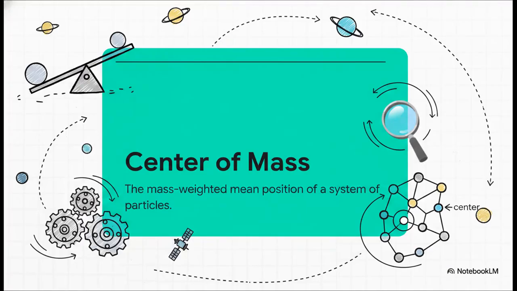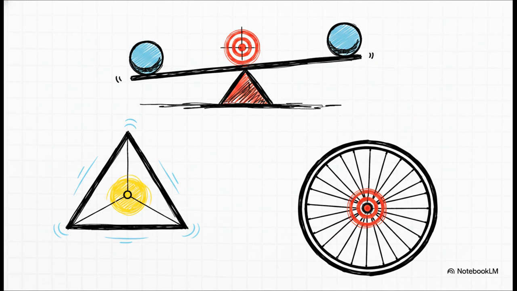To understand how these extended bodies actually move, we first have to find their anchor point. So let's dive into this concept of the center of mass. This acts as the absolutely crucial anchor for literally any physical body we study. By definition, the center of mass is the mass-weighted mean position of a system of particles. But honestly, you can just think of it as the mathematical balancing point. It's the spot where all the mass of the object behaves as if it were concentrated into a single, perfectly balanced point. So how do we actually find this magical point?